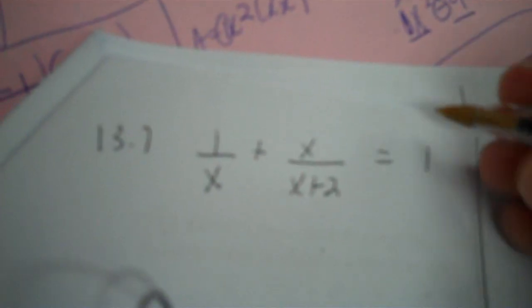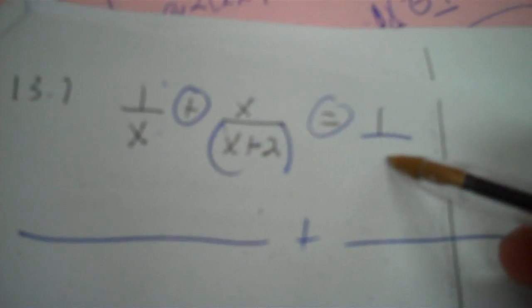Okay, number 13. 1 over x plus x over x plus 2 equals 1. So again, we can't use cross multiplication because we have the plus between 2 of the ratios. So we have to get a common denominator. So parentheses, no, no, no, no, yes, because that's a plus sign. So that's 2 terms. And then that's empty. Don't put a 1 there. So on top, you got 1x and 1.